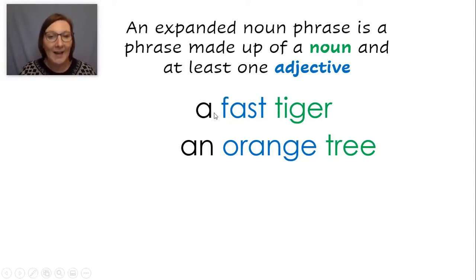But the only thing I just wanted to pick up here was that, can you see here we've got a fast tiger and here we've got an orange tree. Do you know why we have a and an? Why don't we say an fast tiger and a orange tree? Do you know why? Pause the video, have a chat to the person in the room. Okay, welcome back. Did you find out why?